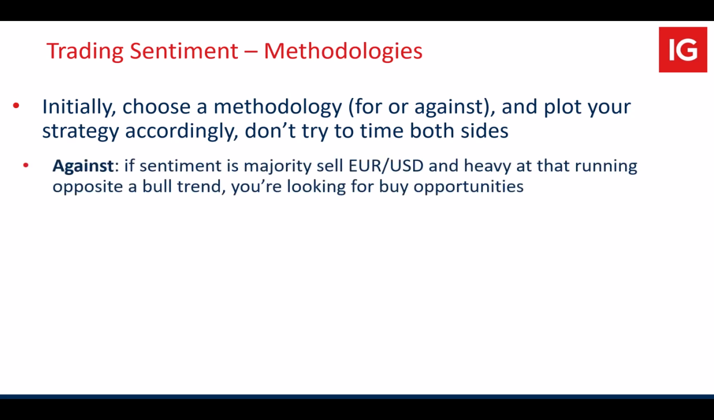Now, if you're going against, let's say sentiment is majority sell Euro USD and heavy at that, you want not just a slight but ideally moderate, close to heavy, where you think one more push in a bull trend would take it into heavy territory, and it's heavy to the extreme, running opposite a bull trend. You're looking for buy opportunities because they're going against the trend, right? They're getting squeezed. So you're thinking, okay, I want to go against, so I want to look for a buy opportunity.